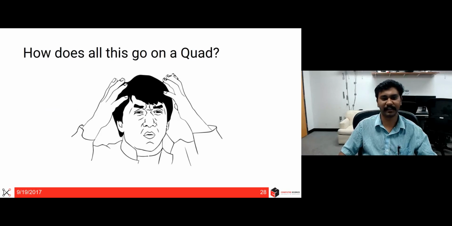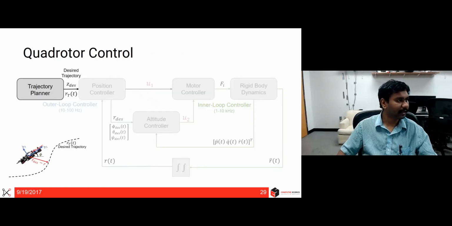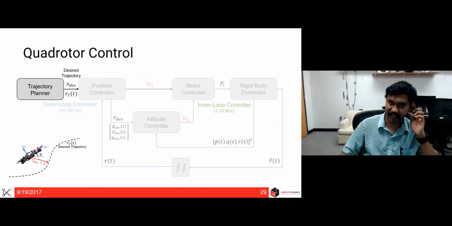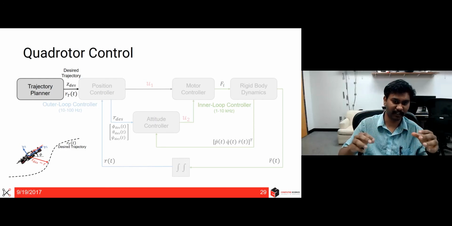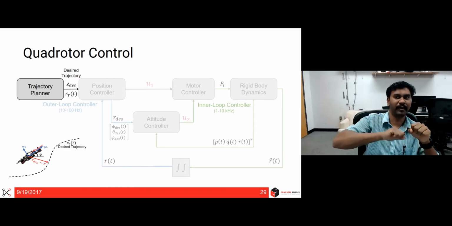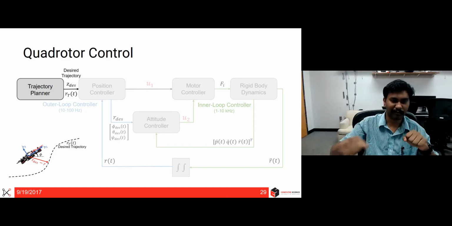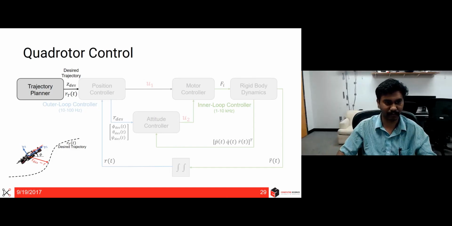So you might be asking the question, how does it all go on a quadrotor? How do we actually use this on a quadrotor? If we refer back to the quadrotor control slide we had in the last lecture, the idea here is you had a trajectory planner, and this trajectory planner is what we discussed in this lecture, and this would basically be generating the position, velocity, and so on for us. So given n number of waypoints, we would basically time parameterize it as a function of time and give values for r_T(t) shown here.